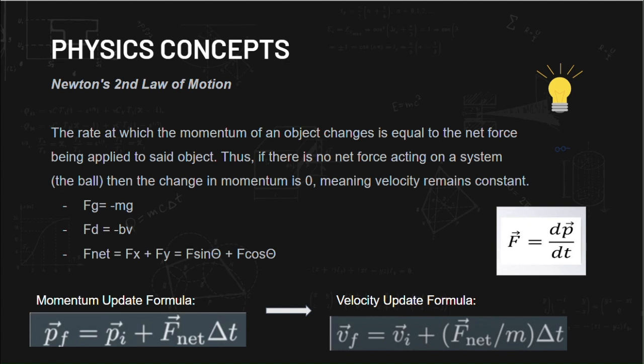Newton's second law of motion, which basically just states the rate at which momentum of an object changes is equal to the net force acting on the object. So if there's no net force, then the change in momentum is zero. But if there is, then slowly the momentum will change either for better or for worse.